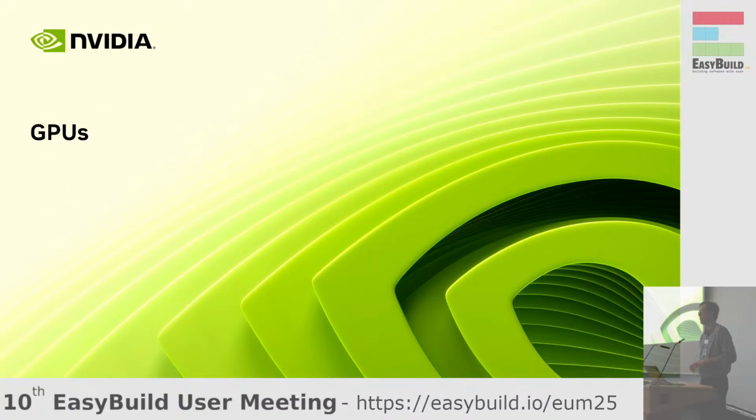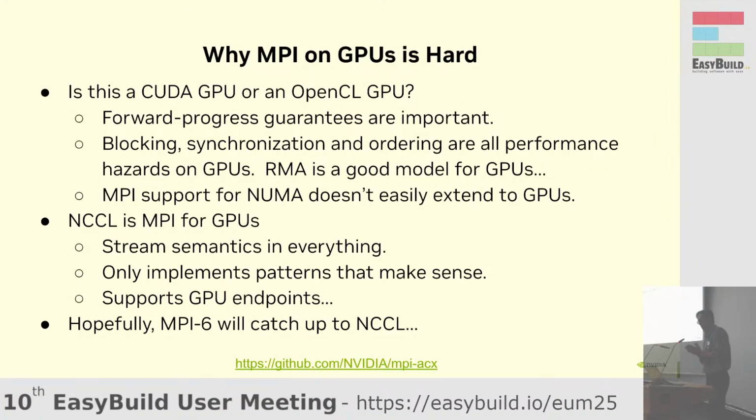So I'm not going to talk about GPUs, sadly, but okay, let me briefly talk about MPI and GPUs, and then you can talk to me the rest of the day. So the first thing about why this is hard is when we say MPI and GPUs, do we mean a CUDA GPU or do we mean an OpenCL GPU? And I don't mean just the API. I mean, does it have forward progress? Does it have unified memory? All of these things matter a great deal when we talk about doing MPI.